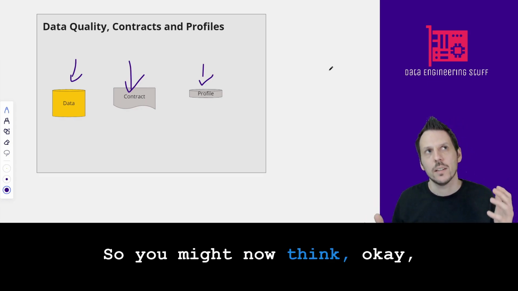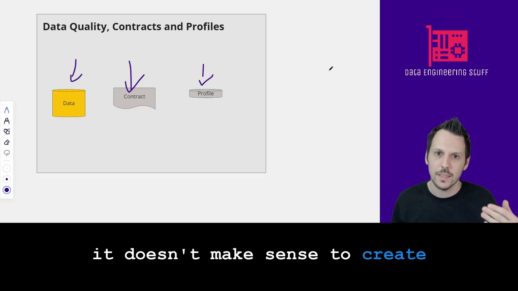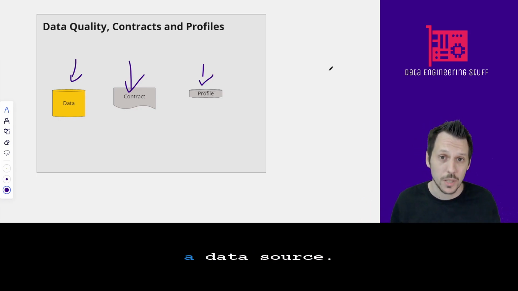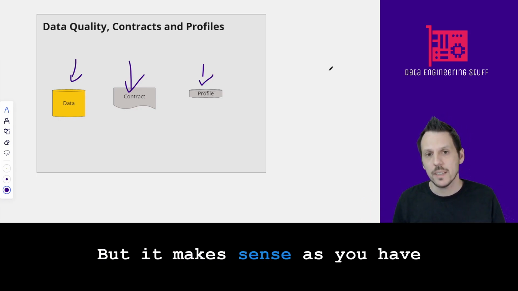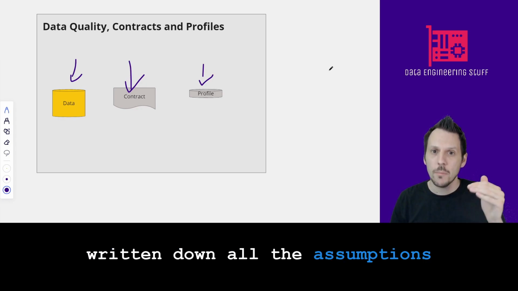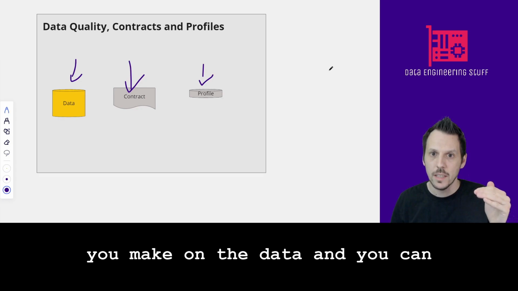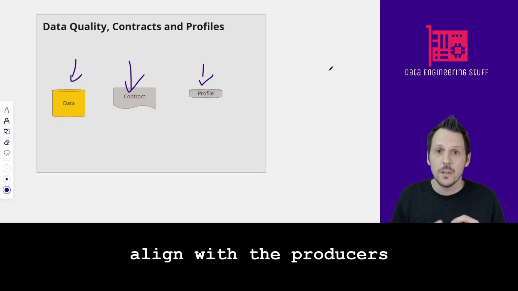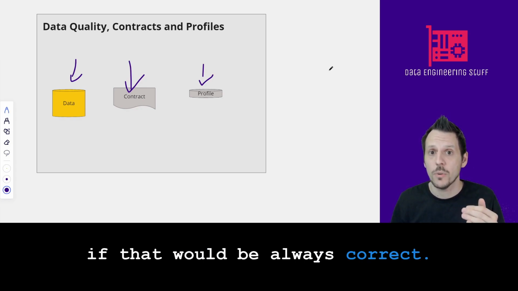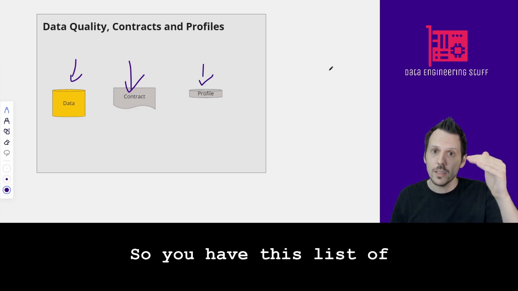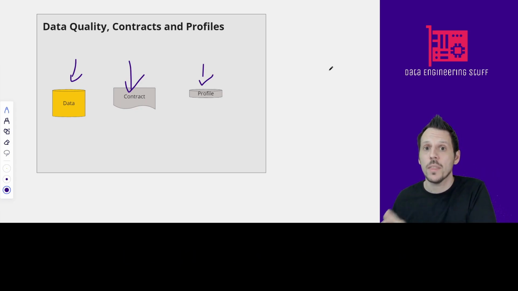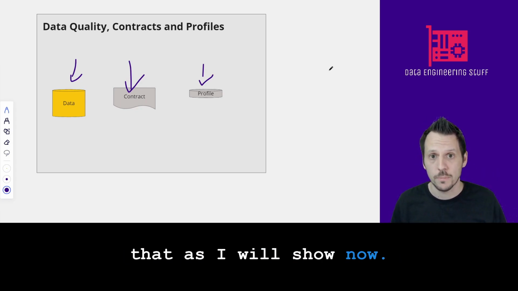So you might now think, okay, does it make sense to create some data contract on my own as I'm only a user of a data source? But it makes sense as you have written down all the assumptions you make on the data, and you can align with the producers of the data if that would be always correct. So you have this list of assumptions regarding data quality, and then you can go on with that as I will show now.